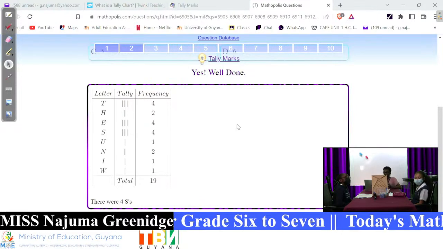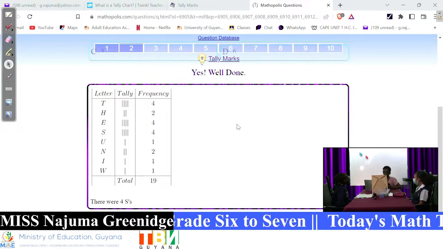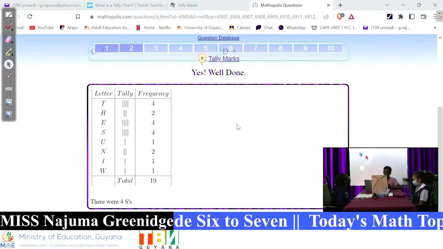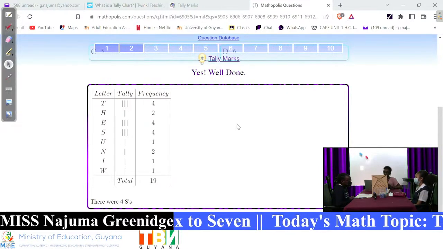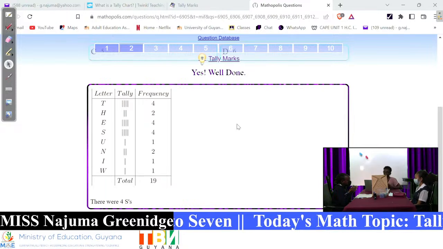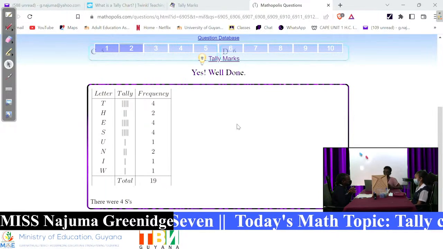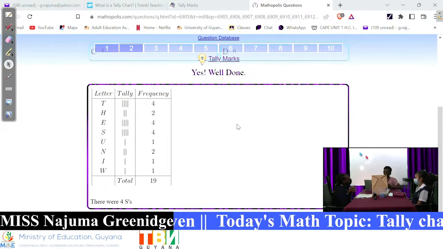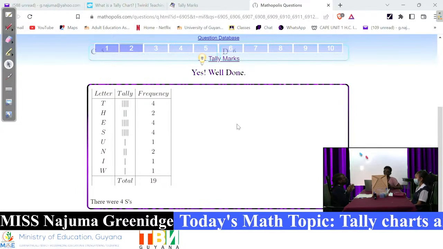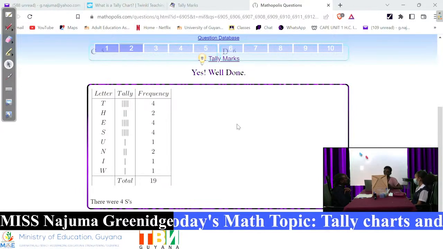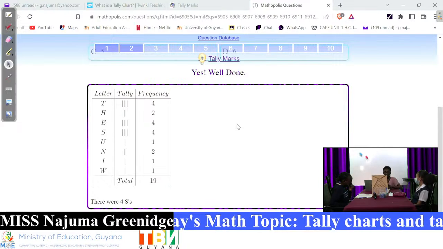Alright? Any question? No, miss. Did you learn anything today? Yeah. What did you learn? We learned the ways in which you can record the amount in tally, add them up, and find the percentage of it. Yes, ways in which you can record information.